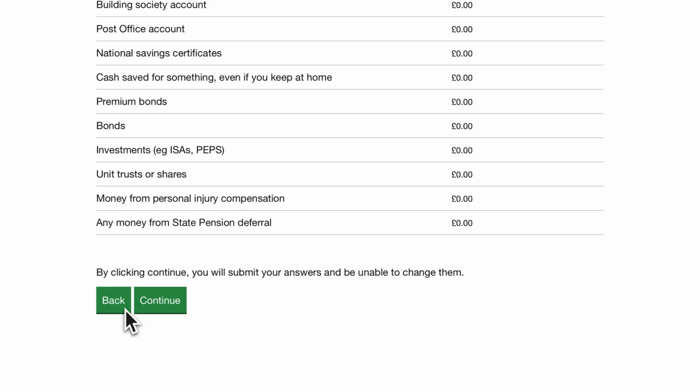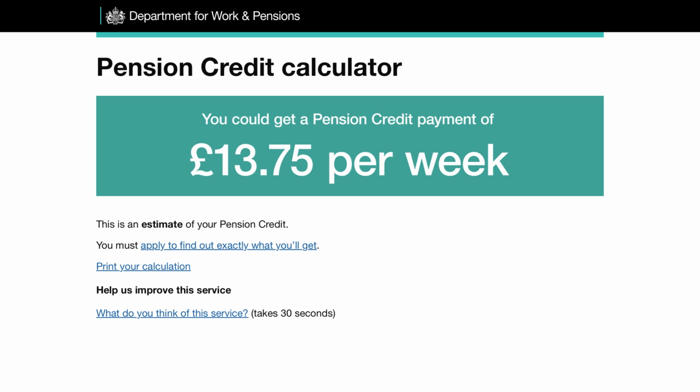Jackie is happy with the answers she has given, and so selects Continue and will no longer be able to change her answers. Taking into account all of the details Jackie has given, including income and savings, the calculator estimates that Jackie will be entitled to £13.75 pension credit per week.